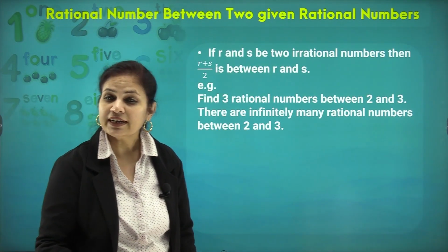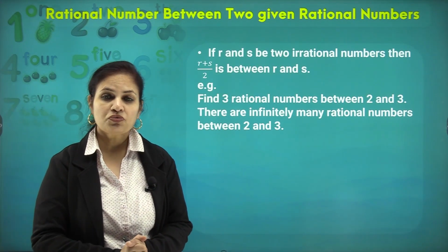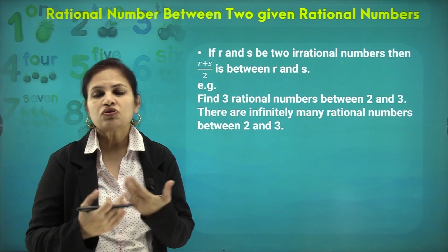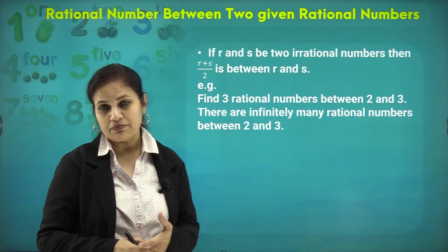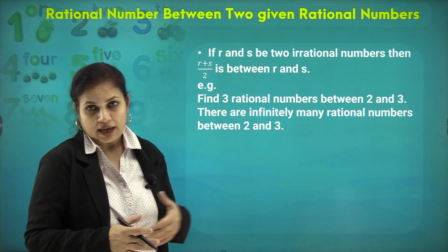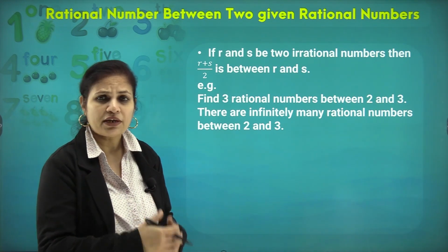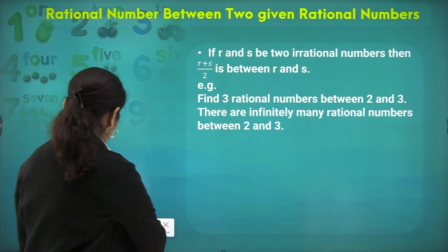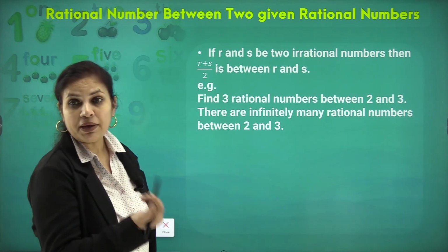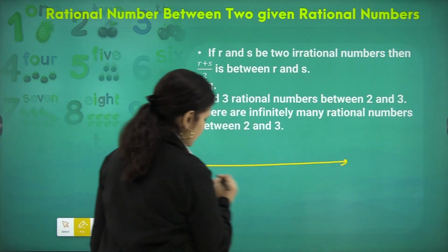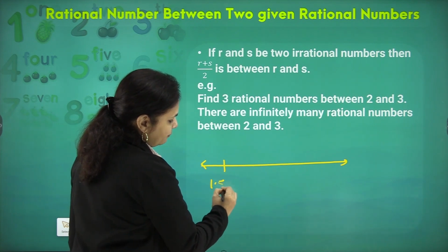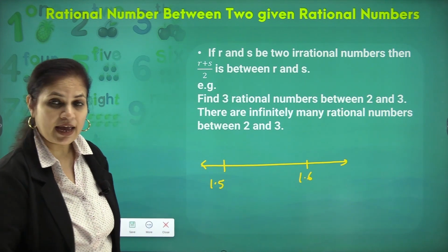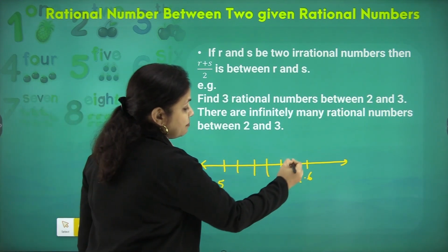So there are infinitely many rational numbers between 2 and 3, or between 3 and 4, or between any given two rational numbers. Those two rational numbers need not be natural numbers as shown here. They can be decimal numbers also. For example, if I take 1.5 and 1.6, between 1.5 and 1.6 also I can fit infinitely many rational numbers, as many as I want.